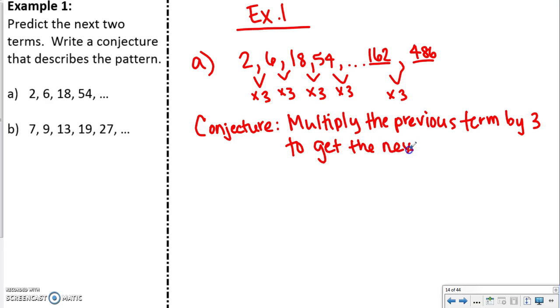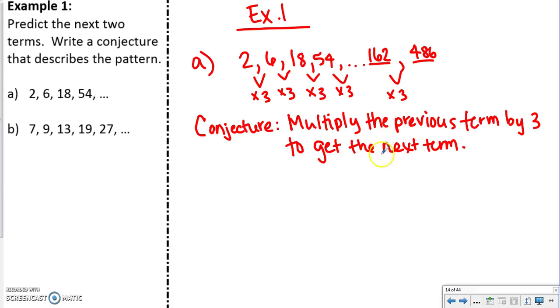Okay, so what I was saying earlier is you have to have the previous term in there and the next term somehow, and then whatever it is that you're doing. So here we multiply the previous term by 3 to get the next term. If you want to get your full point for the conjecture, it needs to be precise. You can't just write multiply by 3 because you're not explaining what am I multiplying by 3 and what is that going to give me? So multiply the previous term by 3 to get the next term.